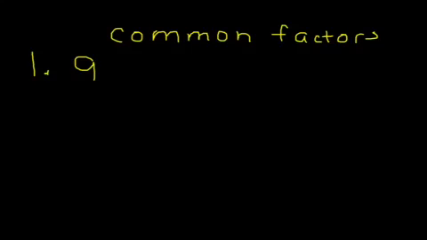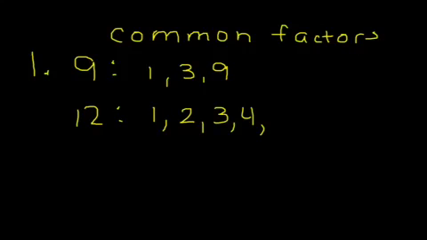The numbers are 9 and 12. So let's go ahead and list our common factors. Write number 1 on your paper. Let's list all the factors for 9: 1, 3, and 9. And all the factors for 12: 1, 2, 3, 4, 6, and 12. 3 and 4 are partners. 2 and 6 are partners, and 1 and 12 are partners.